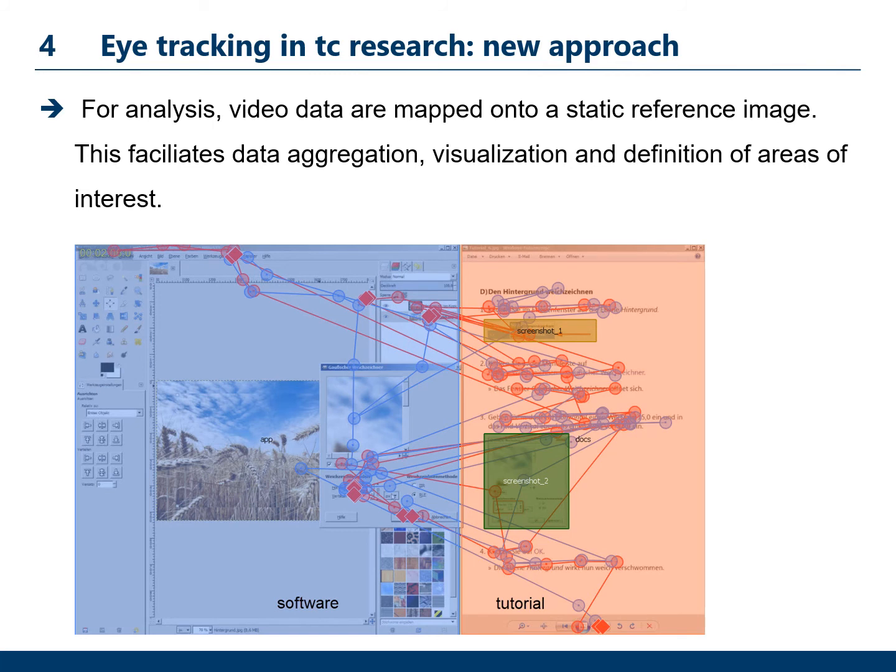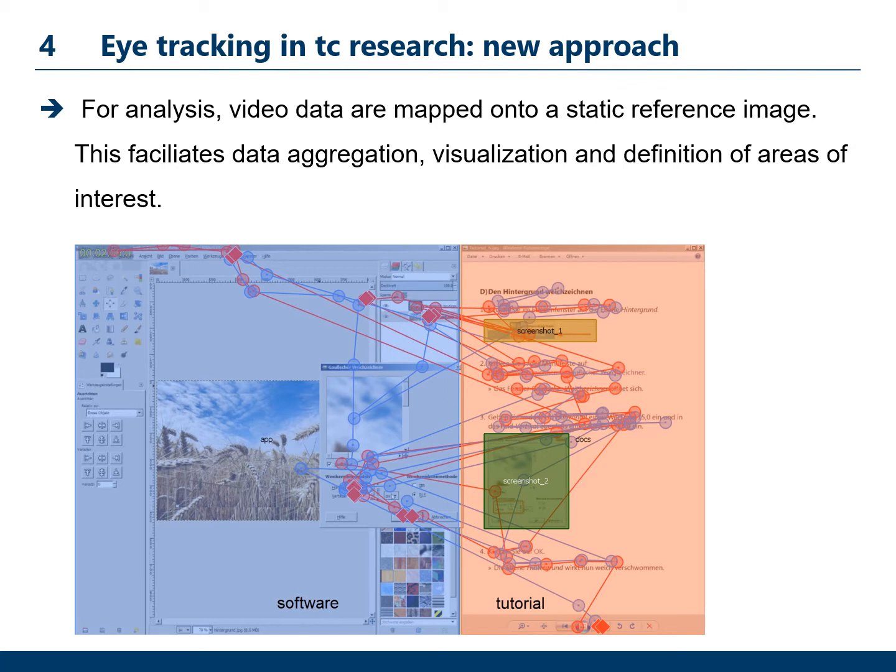What we initially get with this setup is a screen video. However, the documentation remains static and does not change until subjects move on to the next procedure on the next page. Therefore, we can create a single reference image for each procedure, which includes the respective page of the documentation, here on the right-hand side, as well as a snapshot of the software while subjects work through the procedure, shown here on the left. This greatly facilitates data aggregation, visualization, and analysis based on specific areas of interest, since now data from multiple subjects can be mapped onto a single reference image.